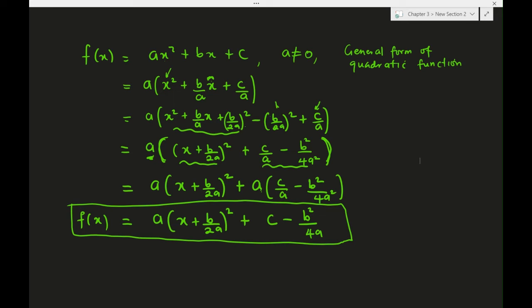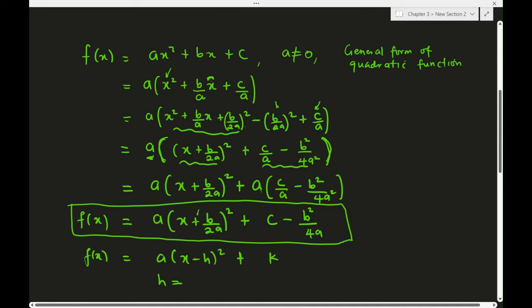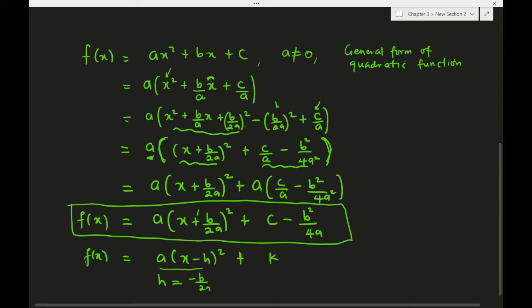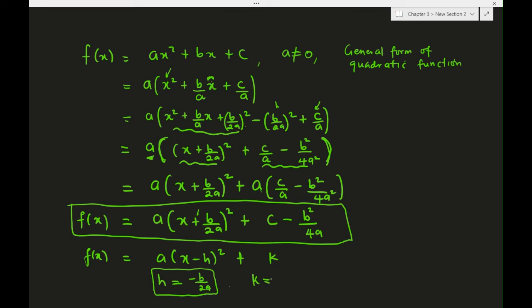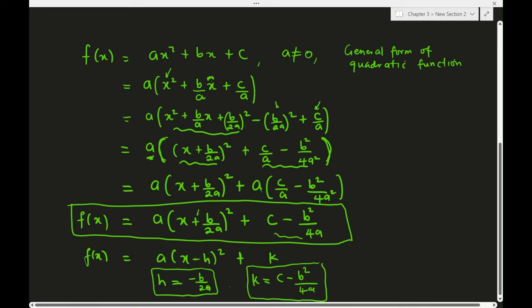Okay, now what does this mean? It means we can write f of x equals a, if you write it as x minus h squared plus k. So what will be our h? Since this is plus and the form has minus, your h will be minus b over 2a. And k will be this term, which is c minus b squared over 4a.